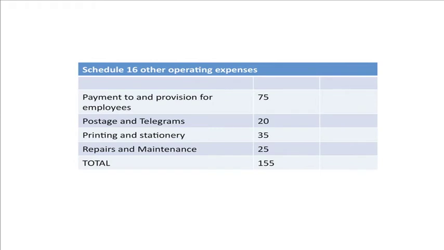Then operating expenses, here salaries are given. So, we will write it as payment to and provision for employees 75, postage and telegram 20, printing and stationery 35, repairs and maintenance 25, aggregating 155. So, we will place this against schedule 16 in our P&L.